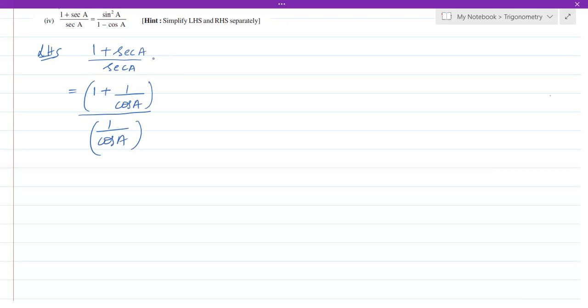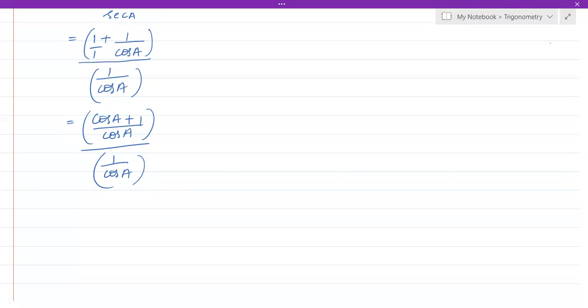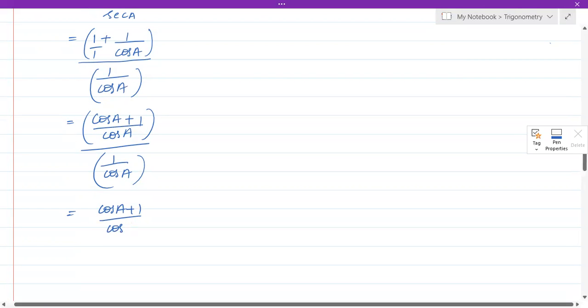In the numerator, as you can see, we have to take LCM. So let's do that. Multiply the denominator: 1 into cos A is cos A, then crisscross, 1 into cos A is cos A, and 1 into 1 is 1. So we get (cos A plus 1) by cos A, divided by 1 by cos A. Now, it is in the form of A by B divided by C by D. So we keep the numerator (cos A plus 1) by cos A as it is, into the reciprocal. 1 by cos A will become cos A by 1.